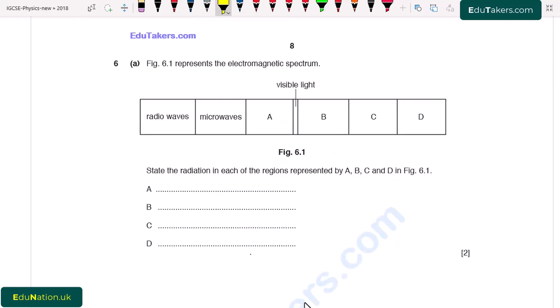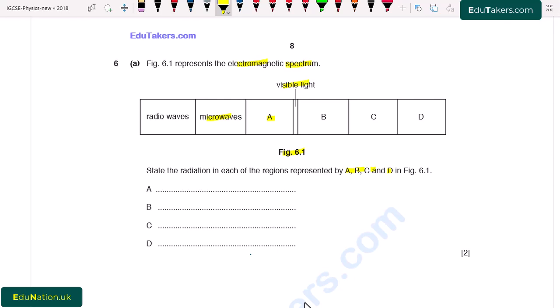Question number 6, part A. Figure 6.1 represents the electromagnetic spectrum. Here is figure 6.1 and we can see that it's an electromagnetic spectrum. It consists of radio waves, microwaves, A, visible light, B, C and D. These are also regions. State the radiation in each of the regions represented by A, B, C and D in figure 6.1.